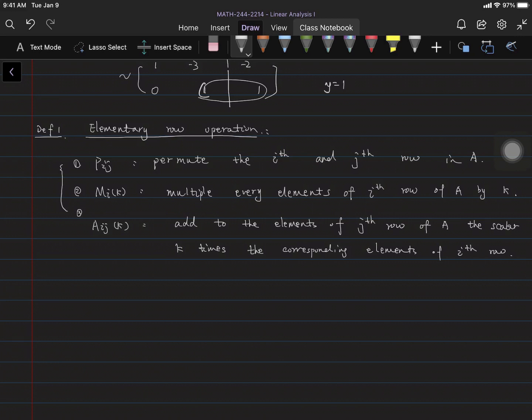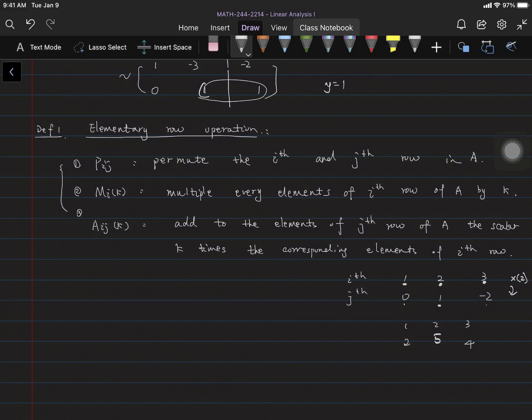For example, for AIJK, the last row operation, suppose we have 1, 2, 3 as the i row, and this is the j row, 0, 1, negative 2. If we want to use the first row, times 2, and add to the second row, then what do they become? 1 times 2, add to 0, is 2. 2 times 2, add to 1, which is 5. 3 times 2, 6. 6 minus 2, 4.